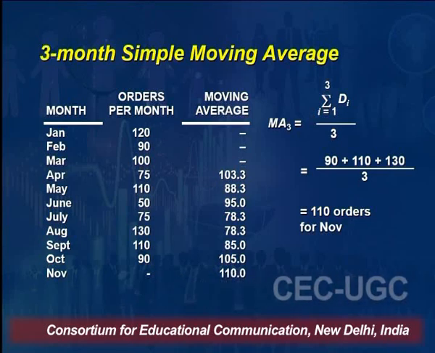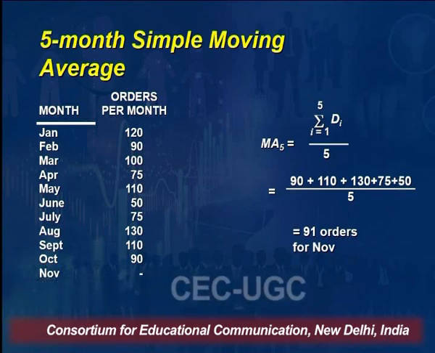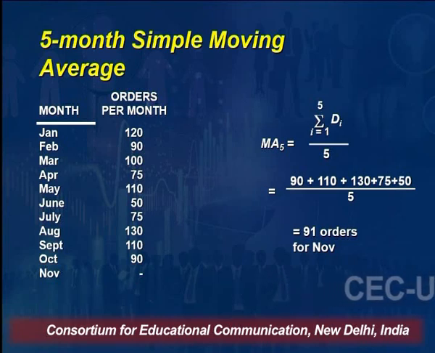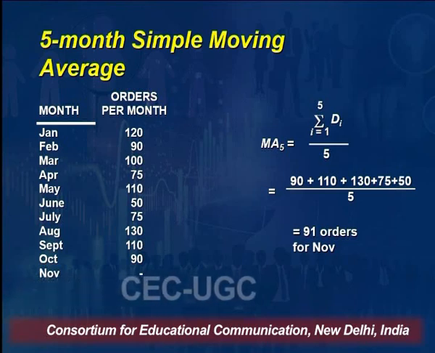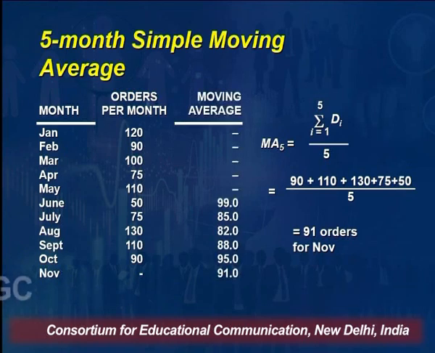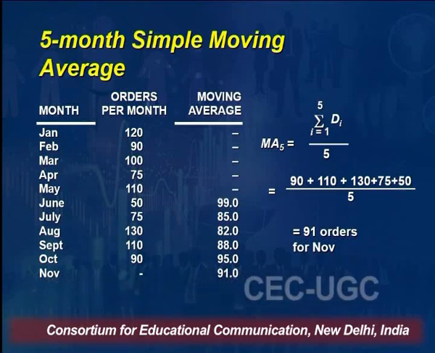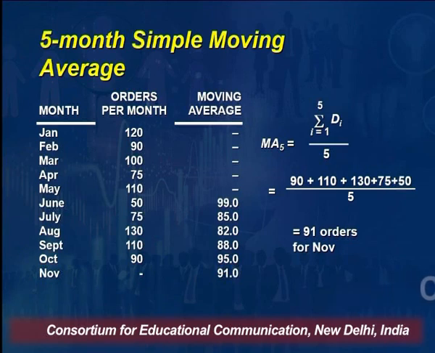Similarly, as I said, you can take 3 months moving average, you can take 5 months simple moving average. So in 5 months simple moving average, you will take immediately preceding 5 months. So for example, in this example, same formula, MA, that is moving average, is equal to sigma di, and sigma is i from 1 to 5. So if you want to predict the demand for November, you take the last 5 months actual orders and divide by 5, which comes out to 91 orders for November. And similarly, you can calculate the moving average demand for other months also. So this is how you calculate the simple moving average.